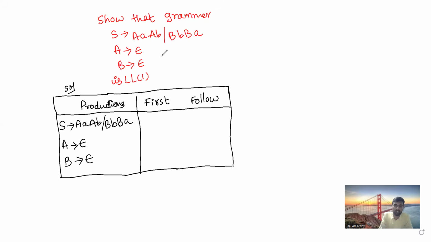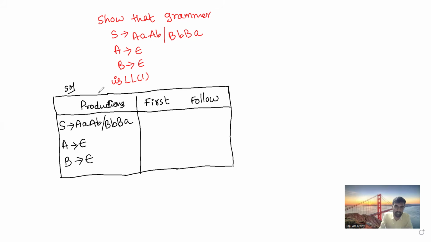Today we'll discuss how to show that the grammar S → AAAB | BBBA, A → ε, B → ε is LL(1). Now we are going to show whether this grammar is LL(1). In order to show whether this grammar is LL(1), first we need to find out the first and follow. How to find this first and follow?